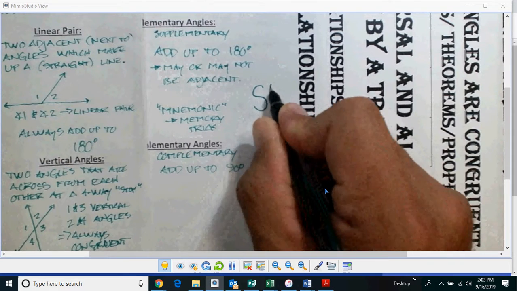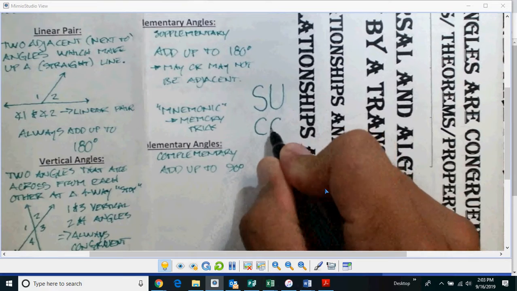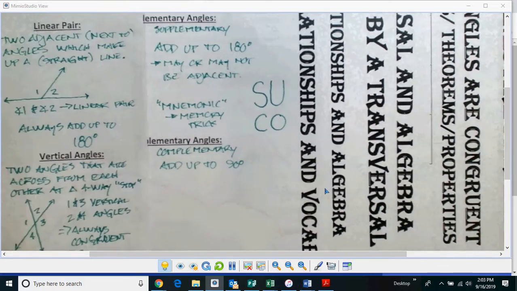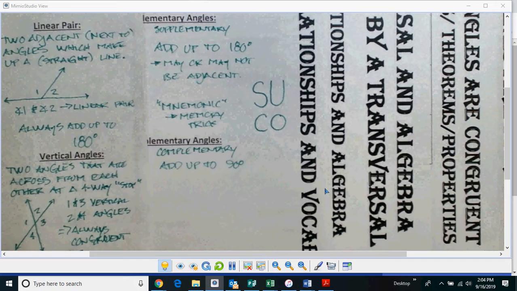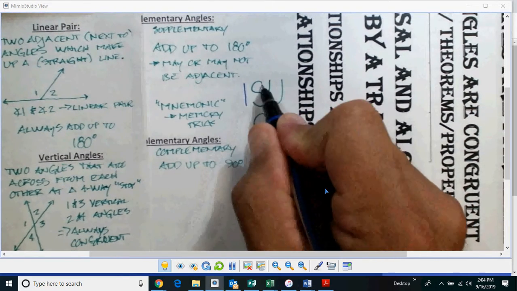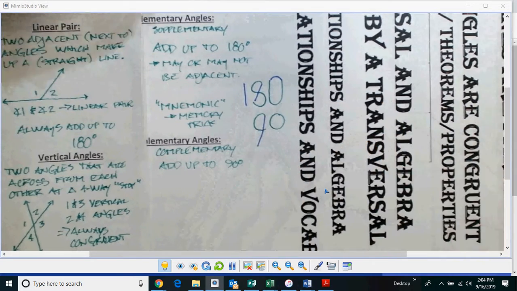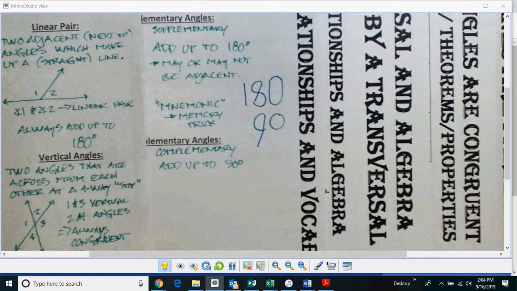Our mnemonic here is we write the first two letters of supplementary and complementary. And we can easily change the SU into a 180, and we change the CO of complementary into 90. That's how you remember it. SU becomes 180, and the CO becomes 90.